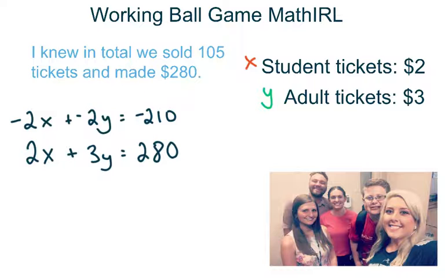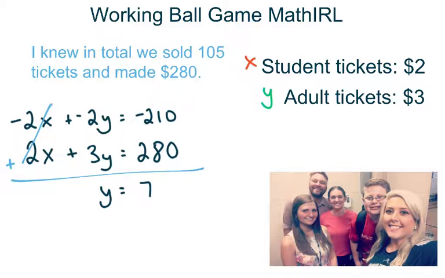Now that I have them written like that, it's the same equation, but now it's canceling with the second one. So I can actually add those and solve by elimination. So those cancel. I add down. 3 plus -2 is just 1y equals -210 plus 280.